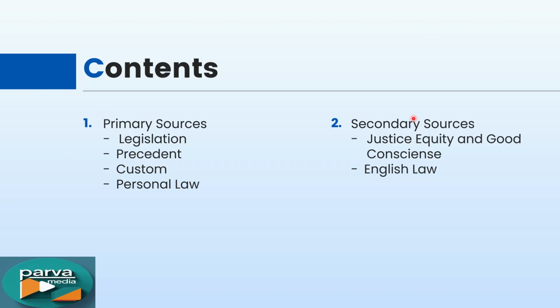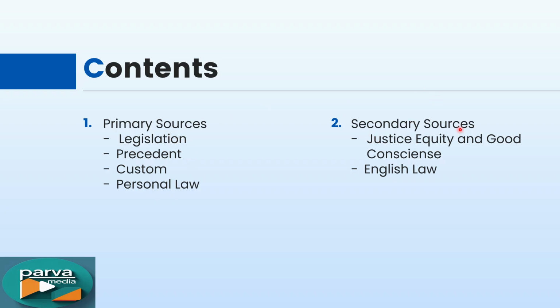We will break this down into two categories. One is primary sources. These include legislation, judicial precedents, customs, and personal laws, each playing a direct role in shaping enforceable legal norms. So these are the sources from which laws are made, meaning those all are enforceable.